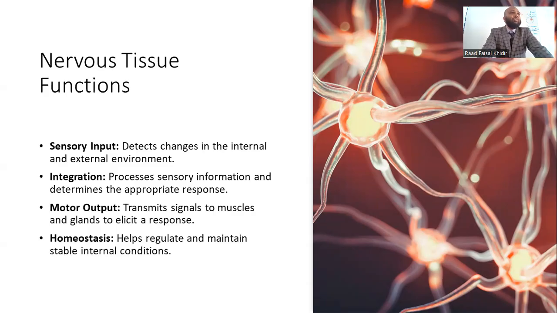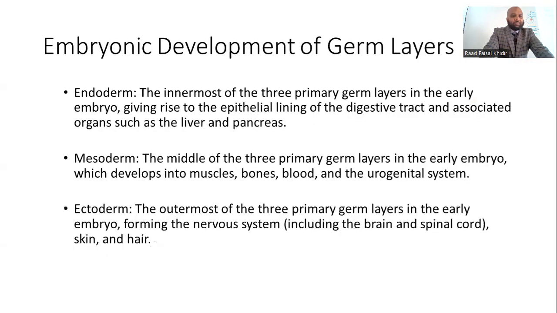But once this U state, this U homeostatic healthy range has been departed either to hyper or hypo, there are sensors who will sense that deviation, and they will send input signals that will integrate the information, and they process the sensory information and determine the appropriate response. Then there's a motor output. The motor output will transmit the signals to muscles and the glands to elicit a response. Homeostasis. Homeostasis helps to regulate and maintain stable internal conditions.